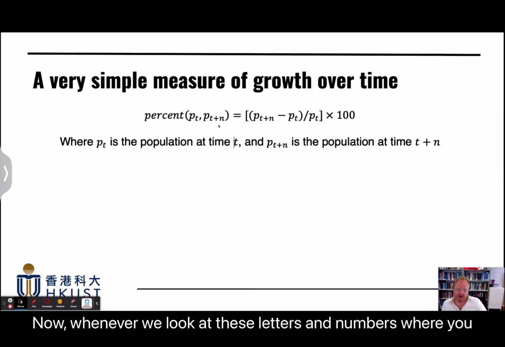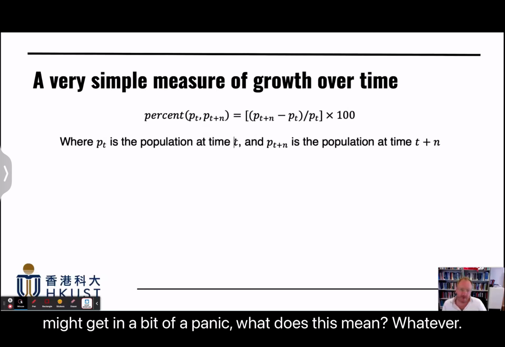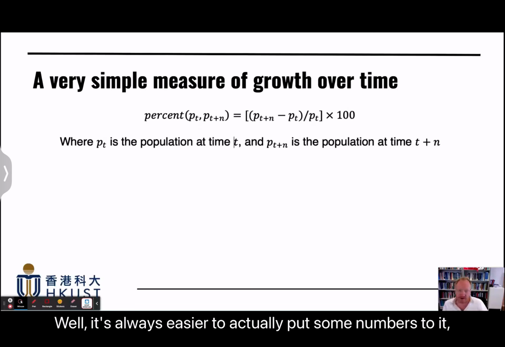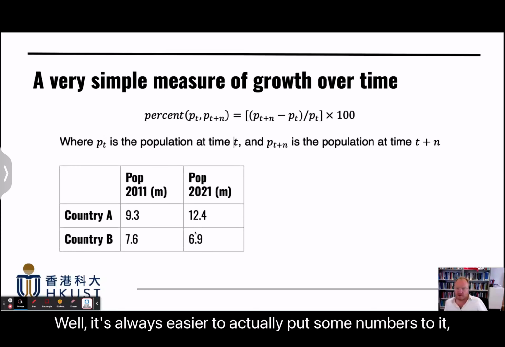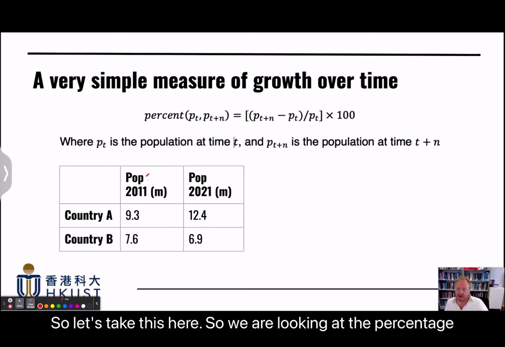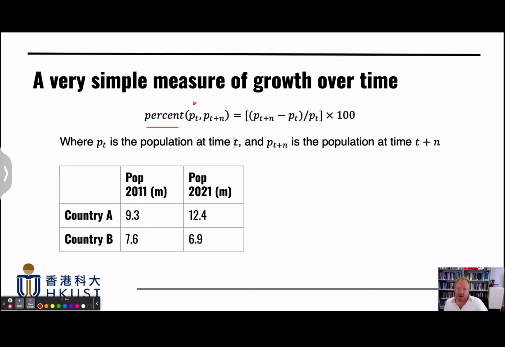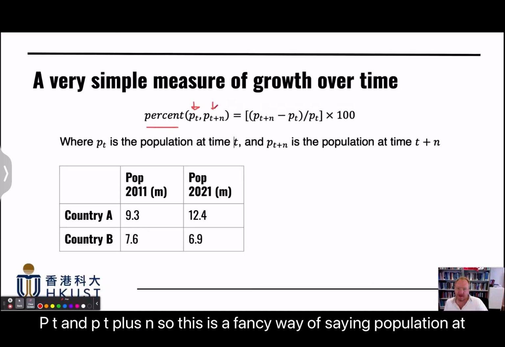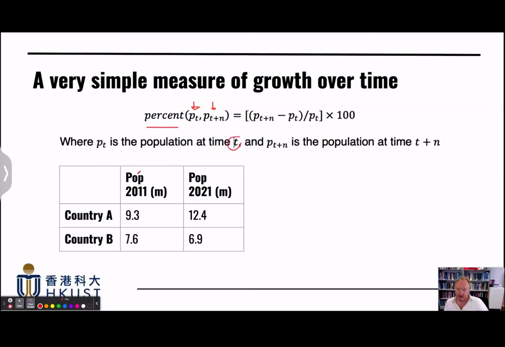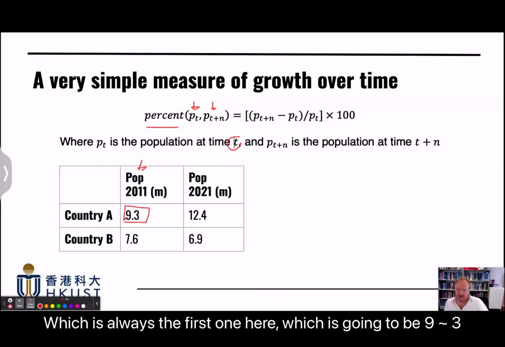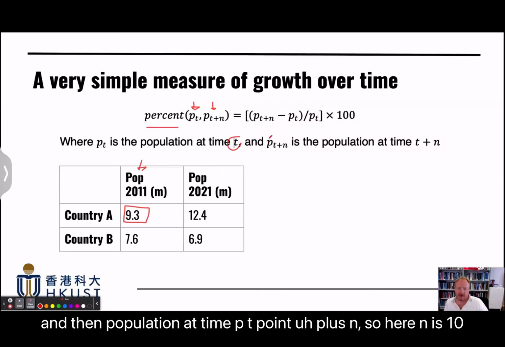Now, whenever we look at these letters and numbers, we might get in a bit of a panic. What does this mean? Well, it's always easier to actually put some numbers to it. So let's take this here. We are looking at the percentage difference between PT and PT plus N. This is a fancy way of saying population at time T, which is always the first one here, which is going to be 9.3, and then population at time PT plus N.